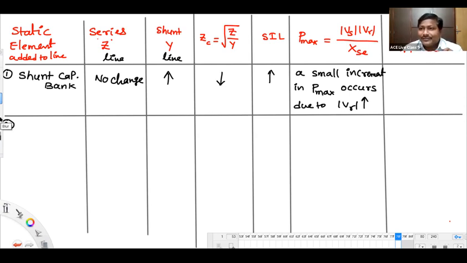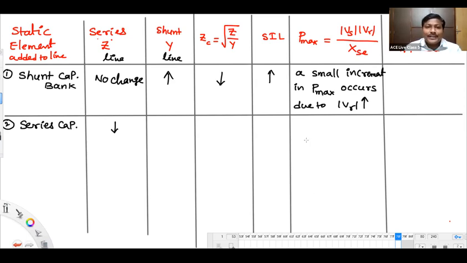Second one is series capacitor addition. Tell me quickly: what will happen to the series impedance of the line? It decreases, because the natural series element is inductive in nature. By adding the capacitor, the overall series impedance will decrease.